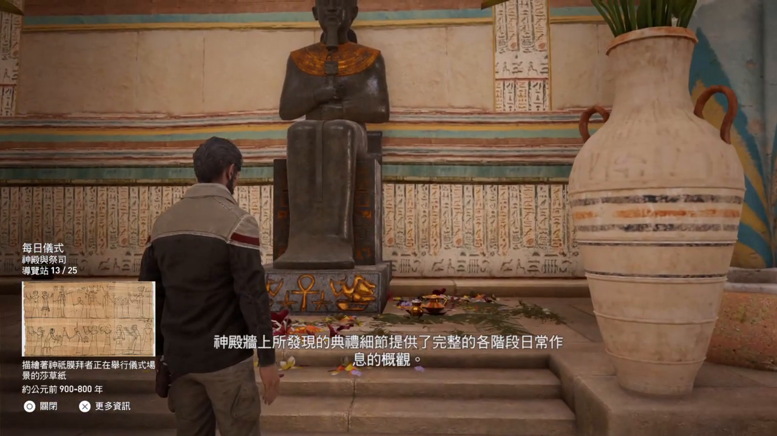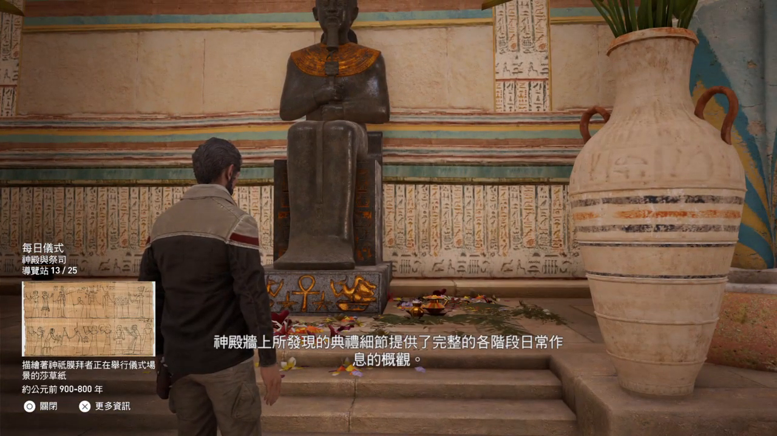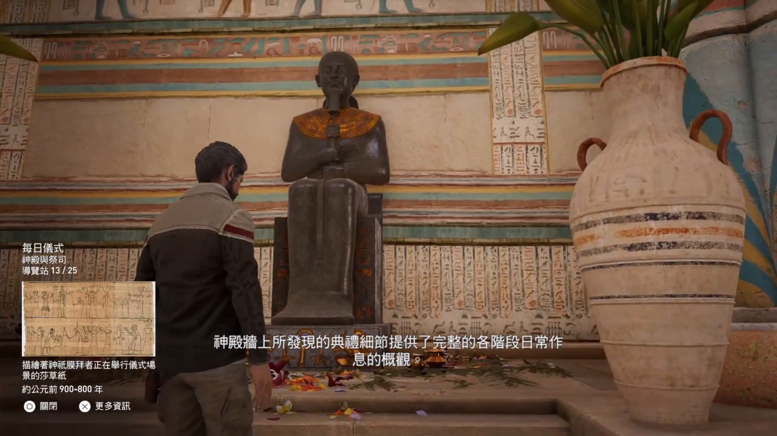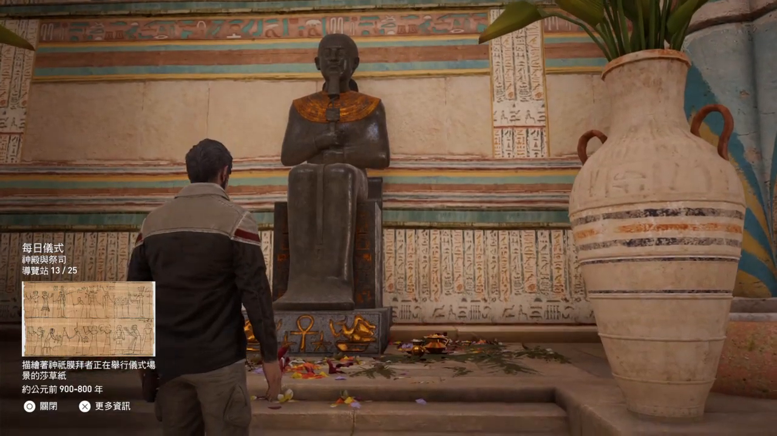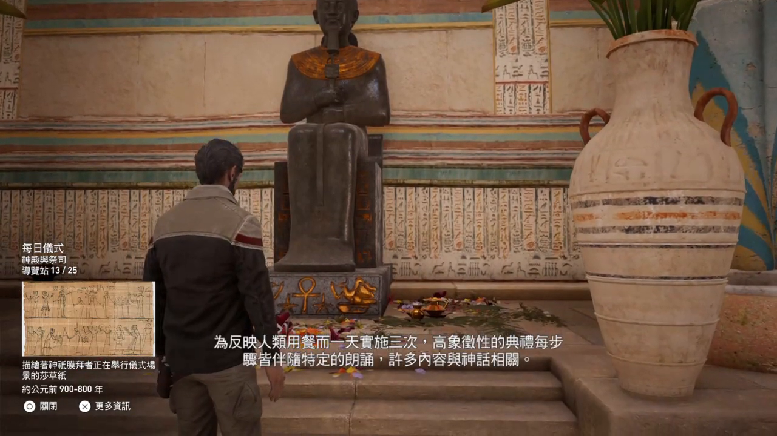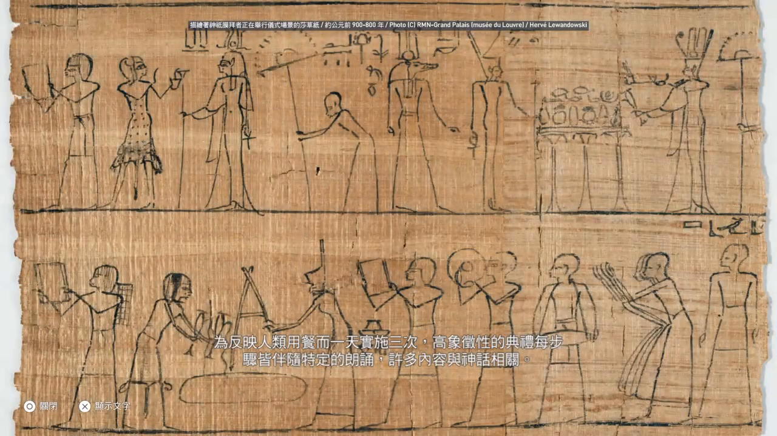Details of the ceremonies found on temple walls provide a thorough overview of the stages of the daily ritual. Performed 3 times a day to mirror human mealtimes, each step of the highly symbolic ceremony was accompanied by specific recitations, many of which referred to mythical events.